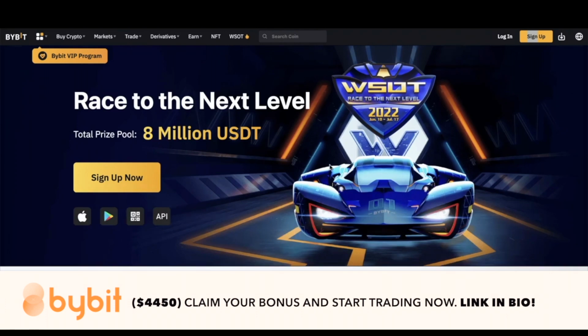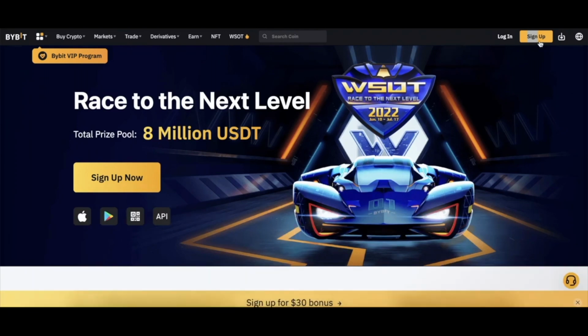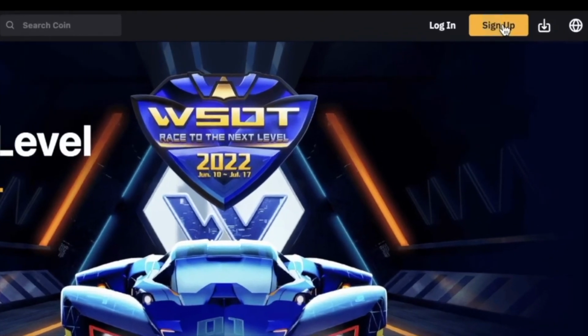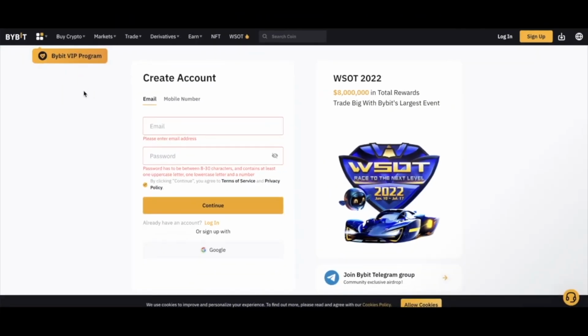So when you are on the Bybit website, you can click here at the right side on sign up. Then you get this page with create an account. You must type your email and your password, or you can also use your mobile number or the Google plugin to activate your account. Then you press continue.